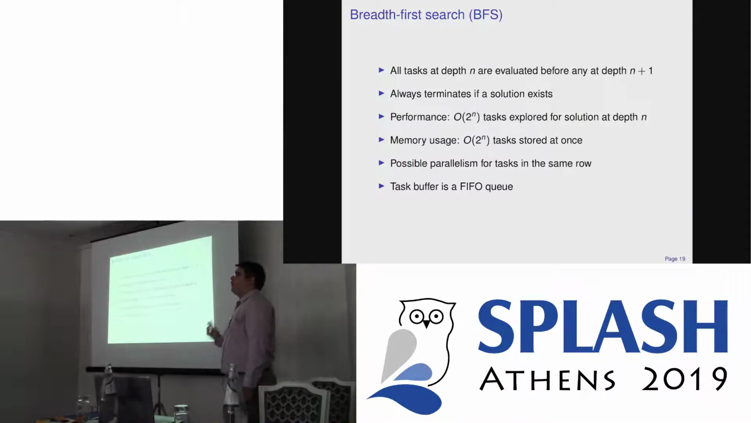This is great because it always terminates if there's a solution somewhere in the search tree, but unfortunately the performance and memory usage are exponential, because you have to store the entire previous layer of tasks before moving to the next level of tasks. You can do multiple tasks in parallel in the same row, and it's fairly straightforward to implement because the task buffer just ends up being a first-in, first-out queue.